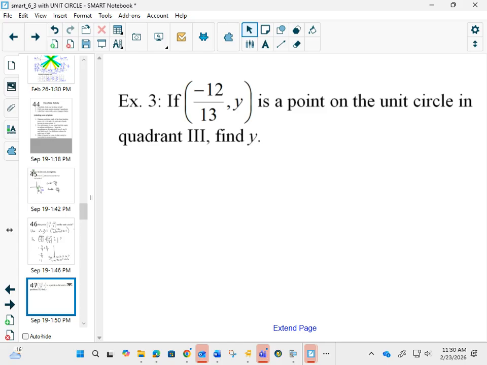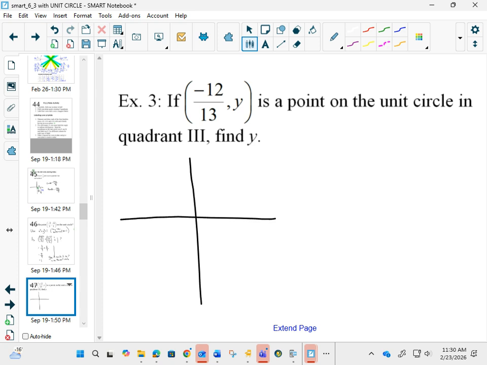If negative 12 over 13 comma y is a point on the unit circle in quadrant 3, find out what y is. They tell you what quadrant it's in. So we can draw something in quadrant 3 and go back to the nearest x-axis and label our reference angle. For me personally, I like to do this question this way.